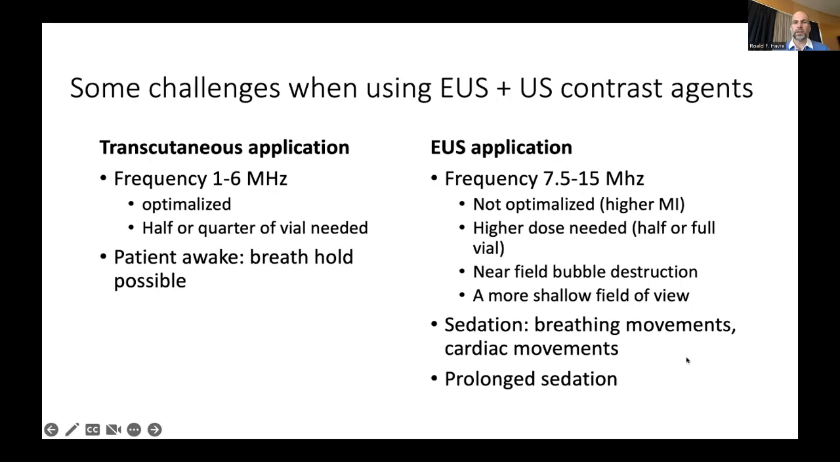And we see that in the near field, we also have trouble with some bubble destruction. And we also have a more shallow field of view, usually with the EUS. We use sedation, so cooperation with the patient, holding breath and so on is much harder to do. And we also, with the pancreas especially, it's very close to the cardiac movements, so that we will have constant movement. We also have to think about when we use contrast or if you use repeated doses that we prolong the sedation of the patient.